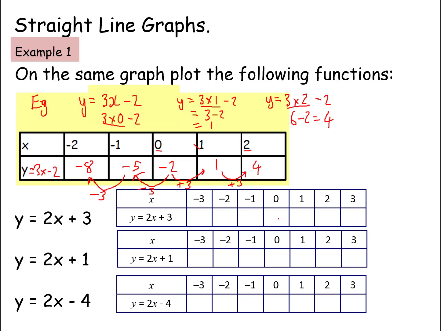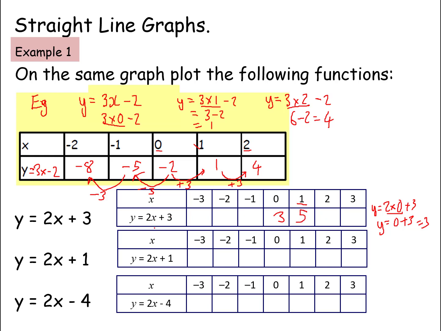I'm going to start with 0, so when x equals 0 here, that's going to be y equals 2 times 0 plus 3. That bit equals 0 plus 3. That equals 3. Now if you get very good, do this mentally. So x is 1 here. 2 times 1 is 2, add 3 is 5.